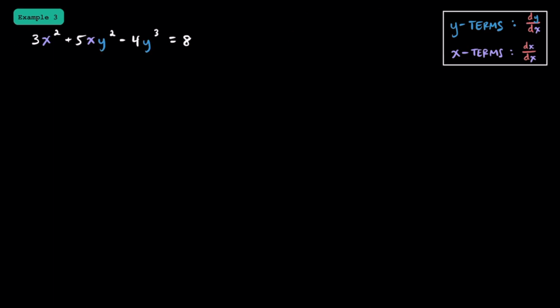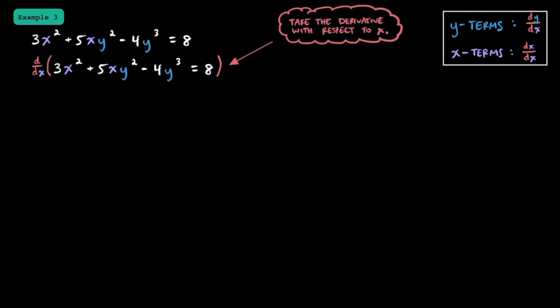For example 3, we have the equation 3x squared plus 5xy squared minus 4y cubed is equal to 8. If you'd like to try this problem on your own, pause the video now. Otherwise, let's work together on solving it. Just like the last two examples, let's take d/dx of the entire equation. We're going to take the derivative of each term with respect to x.